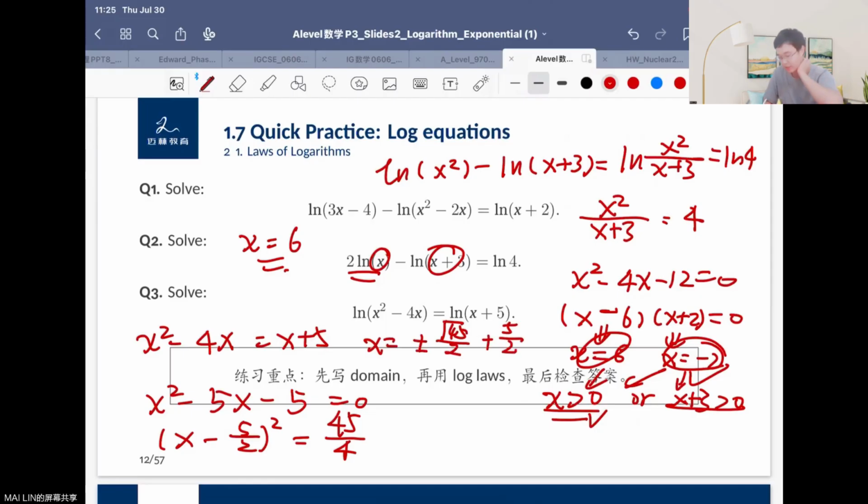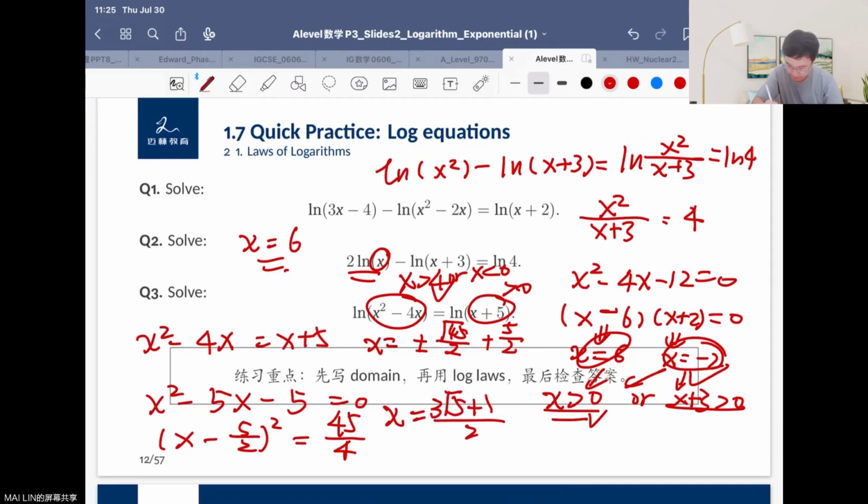Here we have to obey the rules: x plus 5 bigger than 0, and also x bigger than 0 or x smaller than -4. Also x bigger than 4 or x smaller than 0. So we can say only x bigger than 4 can be chosen. So the final answer is x equals 3 times square root 5 plus 5 over 2. That is the final answer for question 3.